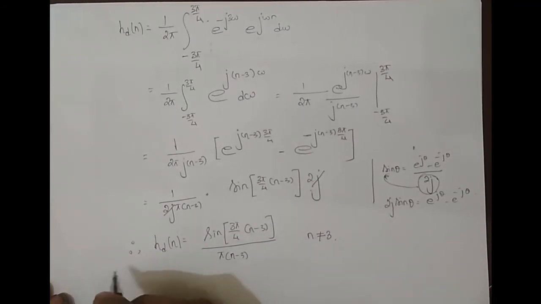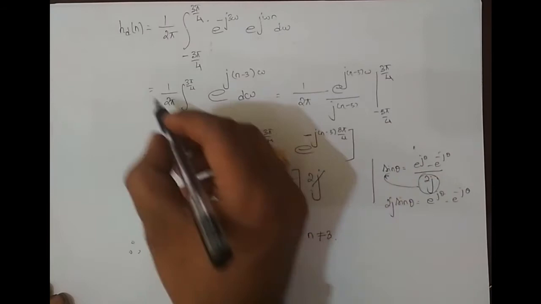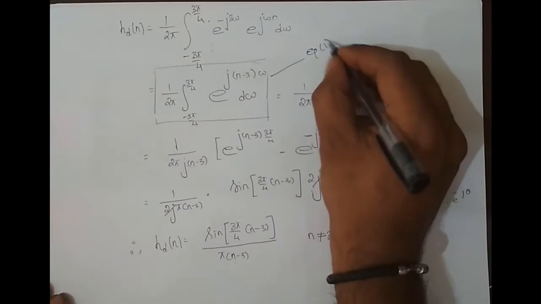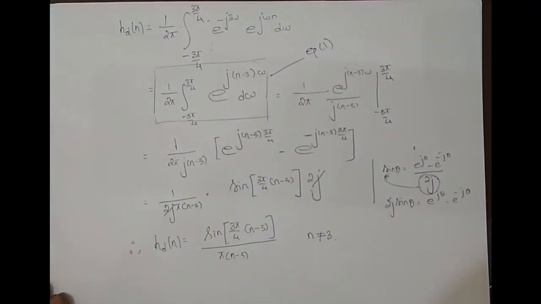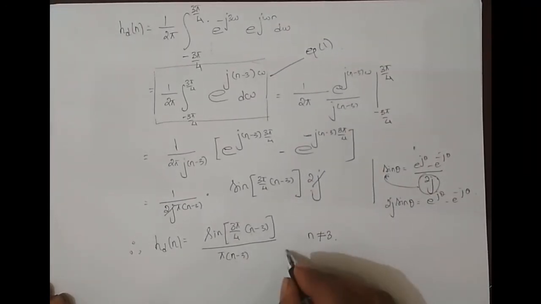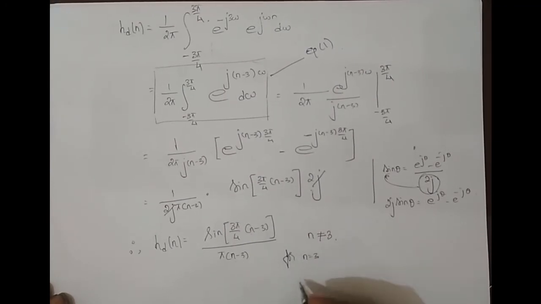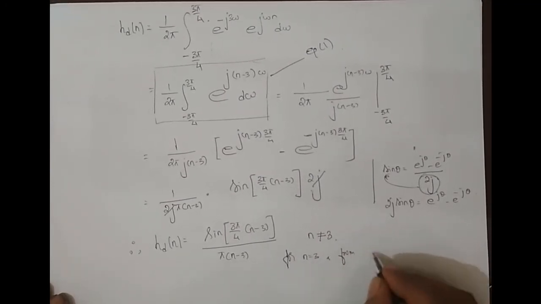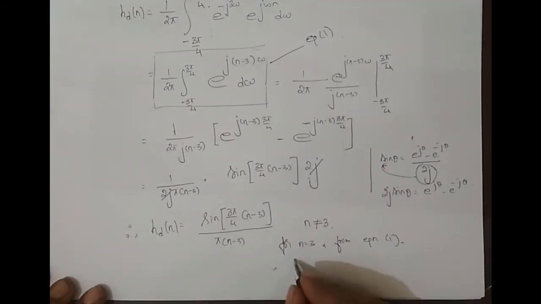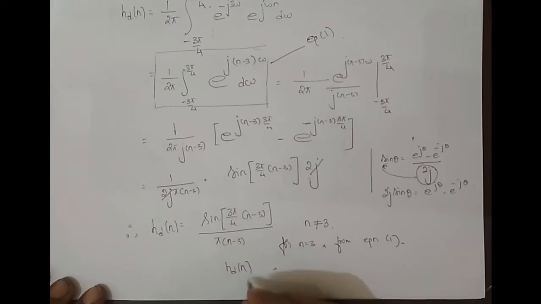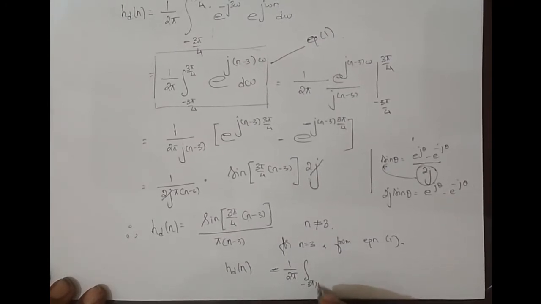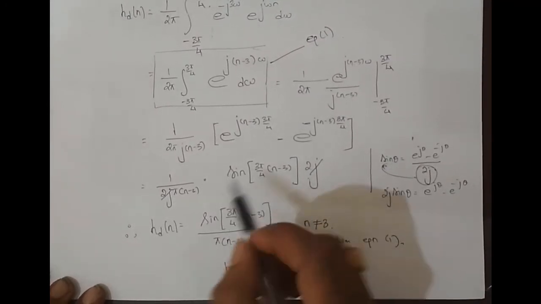Now what happens for n equal to 3? I will call this equation 1, and we'll make use of this equation to get the value for n equal to 3. Let me just solve it here itself. So for n equal to 3, from equation 1, what do we have? hd of n is equal to 1 by 2 pi integrating from minus 3 pi by 4 to 3 pi by 4.